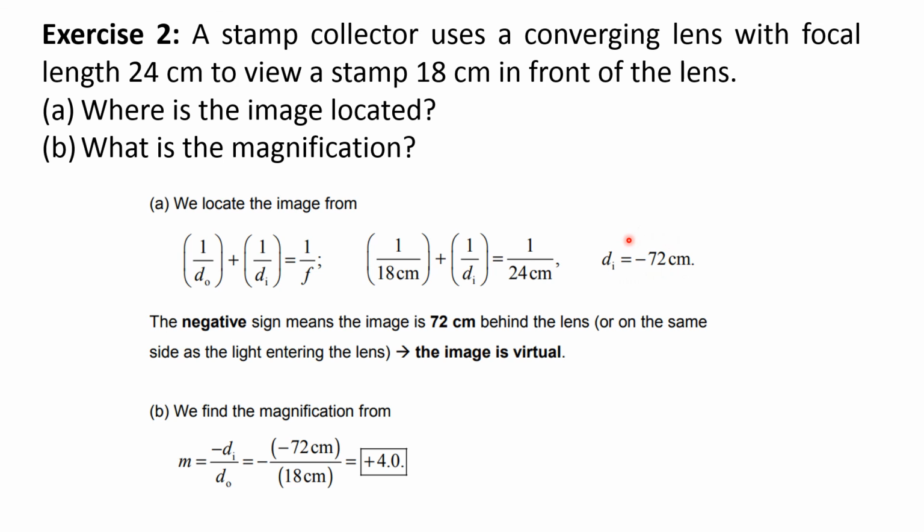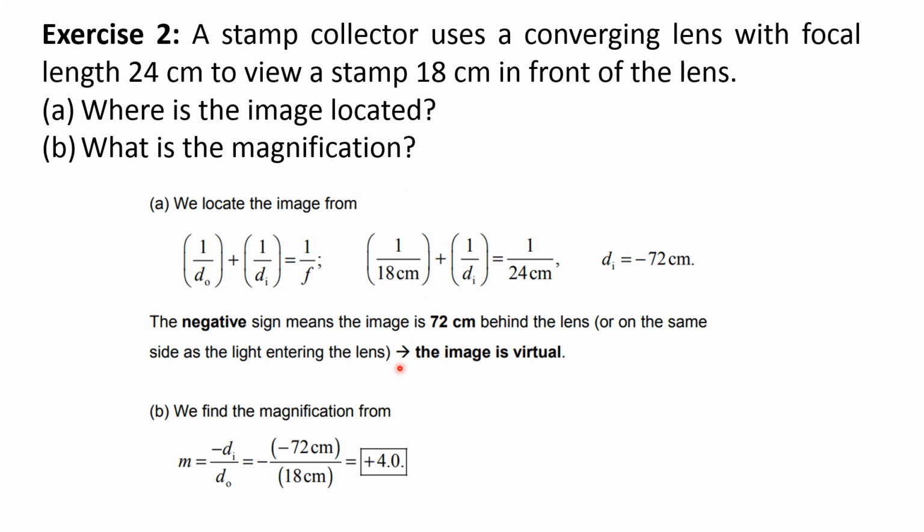For the position of the image to be negative, this means that the image is virtual. The image is virtual means that it is positioned on the left side of the converging lens, which means that the image is on the same side as the object.